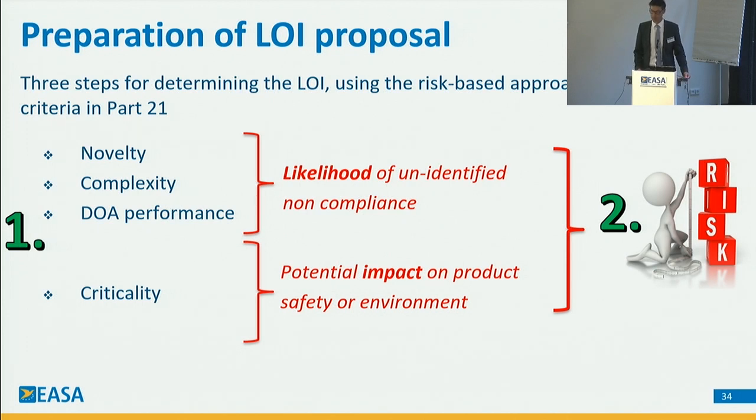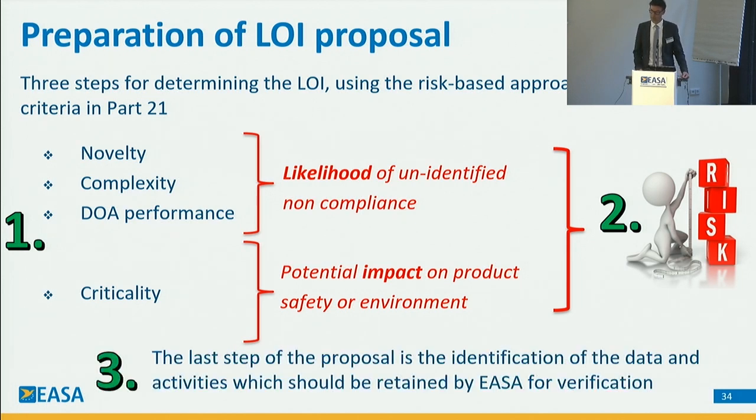And with this criticality, we will see it later in the table you have shortly seen before. You go to the third step. So with the second step, you now have the risk class, 1, 2, 3, 4. And with this risk class, you go into the third step to propose the identification of data and activities which should be retained by EASA for our involvement. And identify, okay, retained by EASA as proposed or not retained.